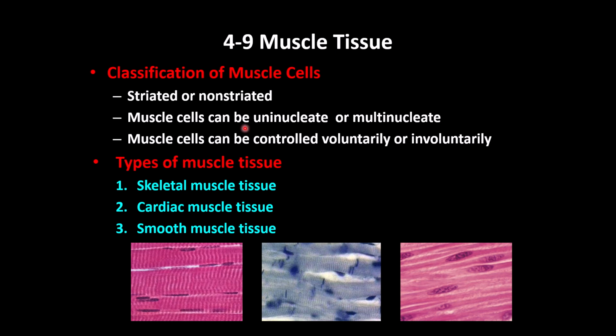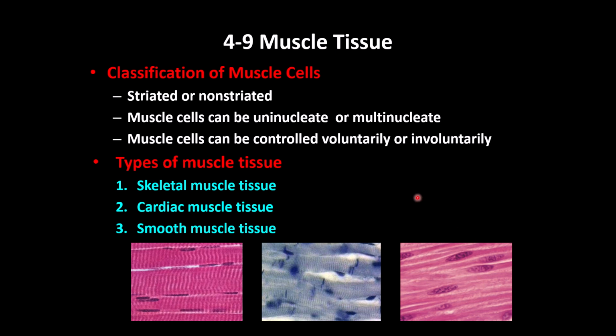Some of them are uninucleated. It means it has only one nucleus, like this one. Some of these cells are uninucleated, but some of them are multinucleated, like this one. So you have one muscle fiber with a lot of nuclei. Okay. Some of them are under voluntary control, like this one. This is the skeletal muscle, and some of them are involuntary, which is the cardiac muscle and the smooth muscle.